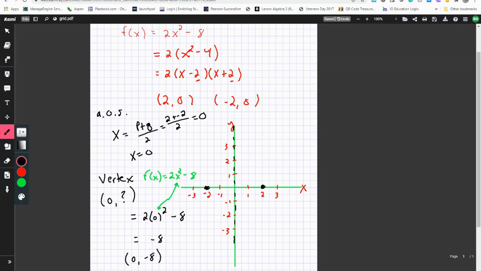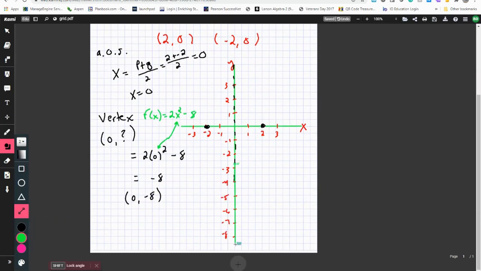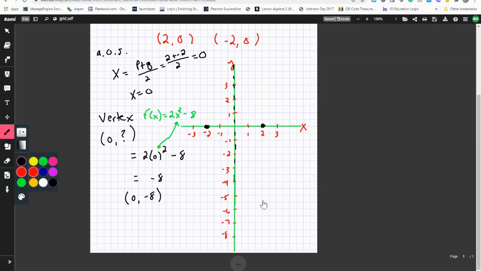So that means my graph is going to have to be moved down some. So let's go ahead and adjust our graph. All right, now that my coordinate plane is adjusted, I know I can go ahead and plot that at 0, negative 8. So now I have my 3 points, and now step 5, I can just draw a parabola through the vertex and the points that are the x-intercepts.